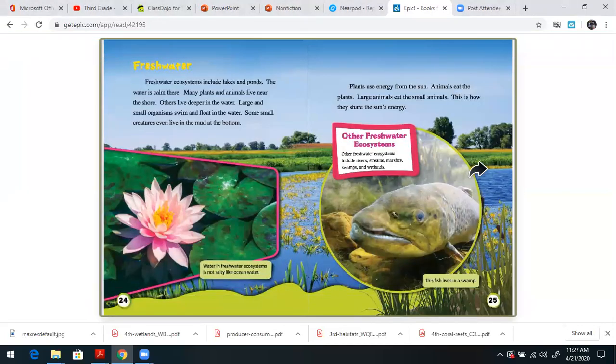Freshwater, and this is probably the one ecosystem that we can relate to the most because we live in it. Freshwater ecosystems include lakes and ponds. The water is calm there. Many plants and animals live near the shore. Others live deeper in the water. Large and small organisms swim and float in the water. Some small creatures even live in the mud at the bottom. Plants use energy from the sun. Animals eat the plants. Large animals eat the small animals. This is how they share the sun's energy. So I'm sure we can all relate because we all probably are close to a lake or a pond.